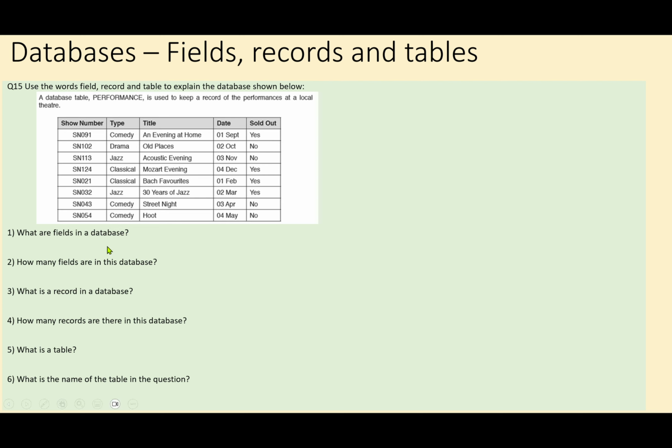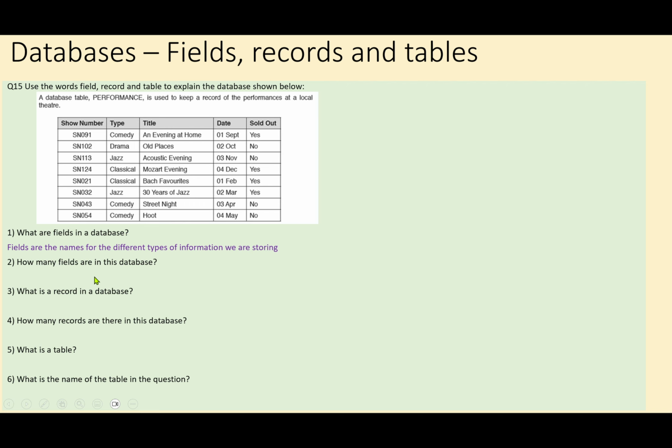Okay, so what are fields in a database? So fields are essentially names that we put at the top of each column, and it's a human-friendly name for the data that's in that column. So for example, in the show number column, we've got all the show numbers. In the date column, we've got all the dates for the performances. So fields are the names for the different types of information we are storing.